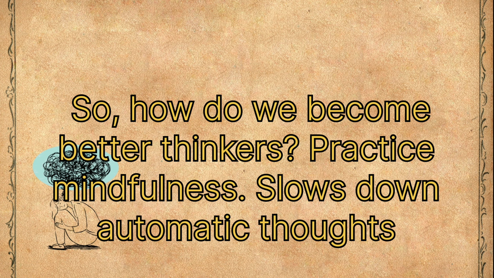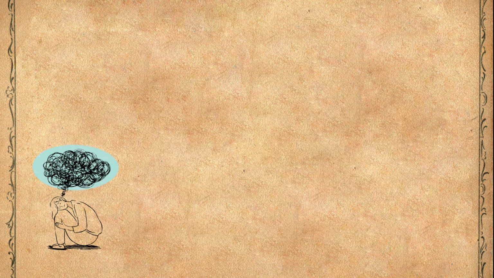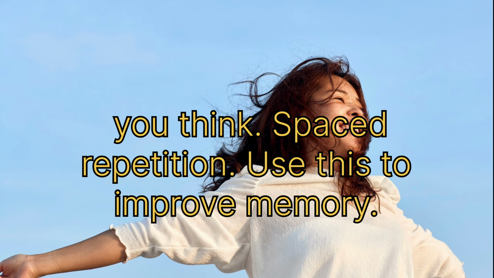Practice mindfulness. Slows down automatic thoughts and brings clarity. Reframe negative thoughts. Instead of, I failed, try, I learned what didn't work. Journaling. Write down your thoughts daily. This builds metacognition, awareness of how you think.